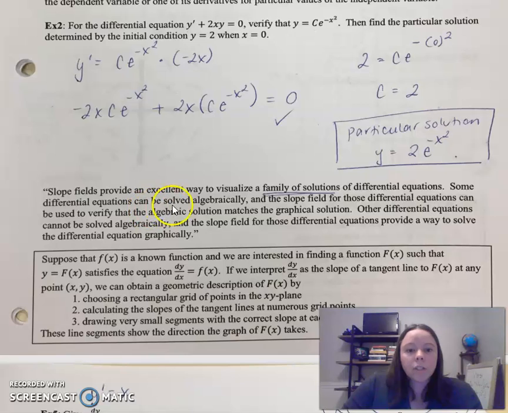Some differential equations can be solved algebraically, the ones we just looked at, and the slope field for these differential equations can be used to verify that the algebraic solution matches the graphical solution, which I'll explain. I know this is a little confusing at first, but the key thing is other differential equations cannot be solved algebraically, and the slope fields for these differential equations provide a way to solve the differential equation graphically. Okay.